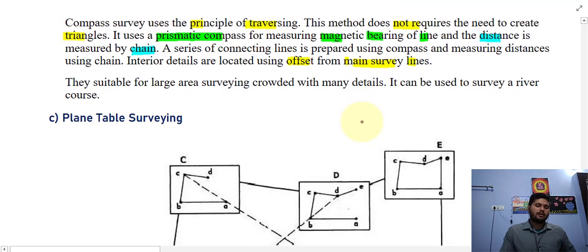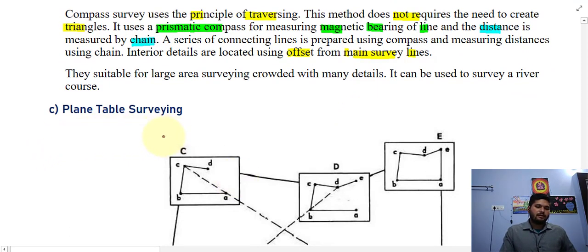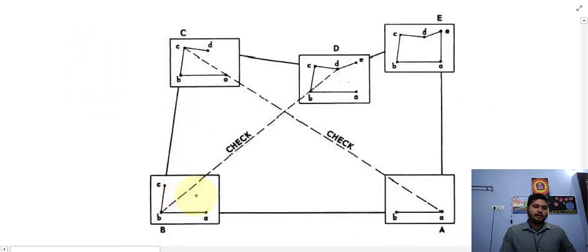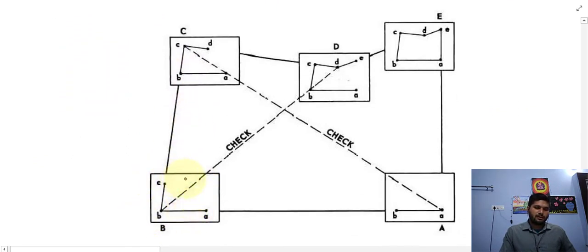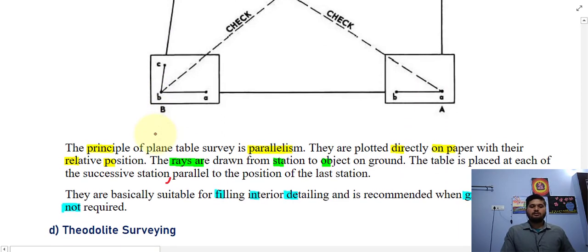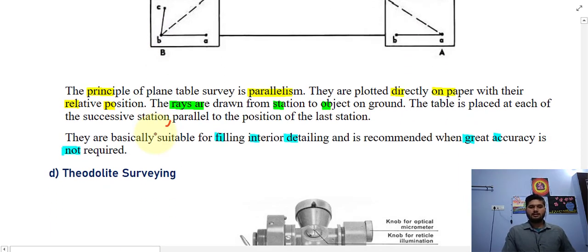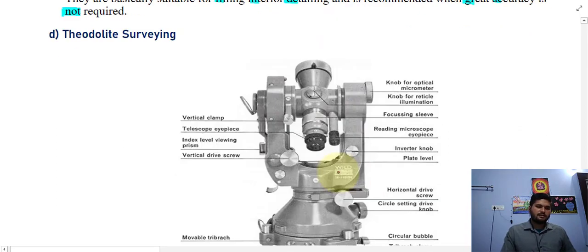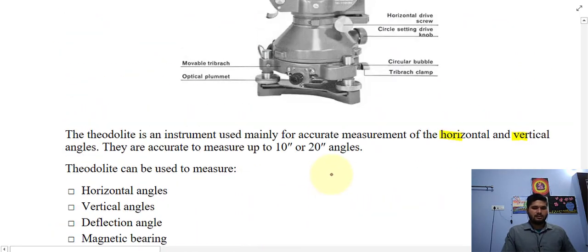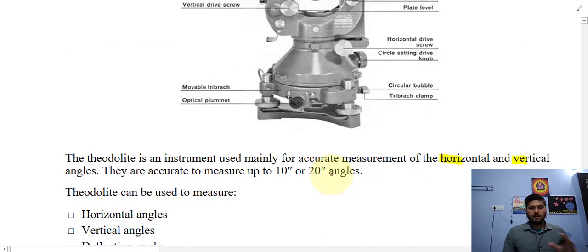Please go through those. Plane table survey, in which a table is used on which a paper is pasted, and the table is moved from point to point, just point A to B, then B to C, and we go through this survey. Fourth one is theodolite survey, in which we deal with angular measurements, and these angular measurements are vertical as well as horizontal.